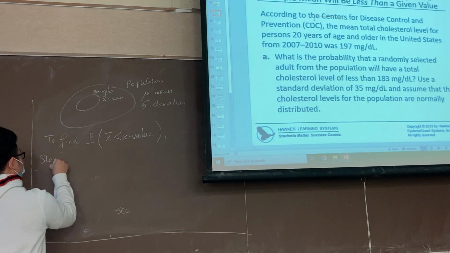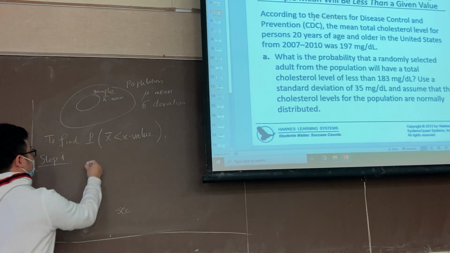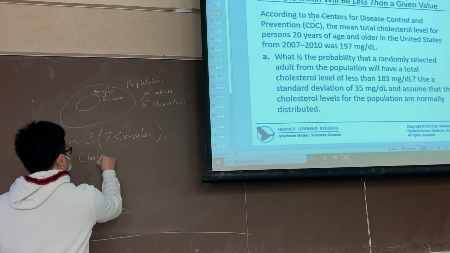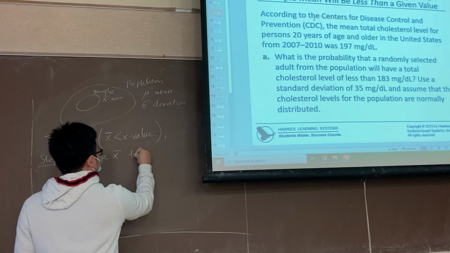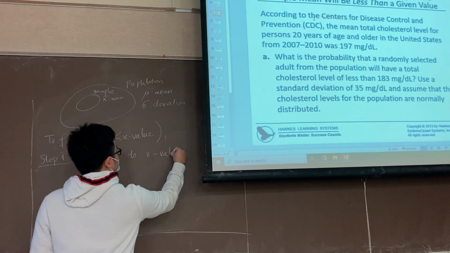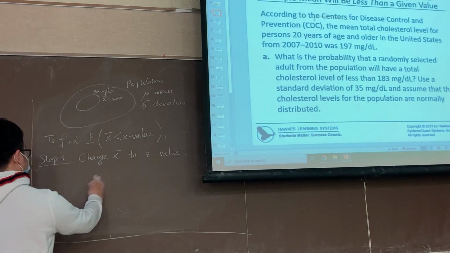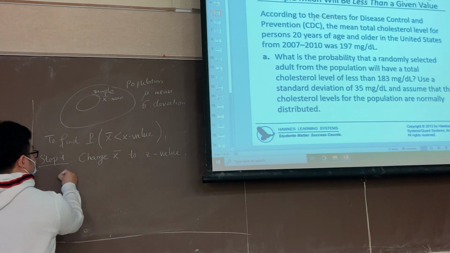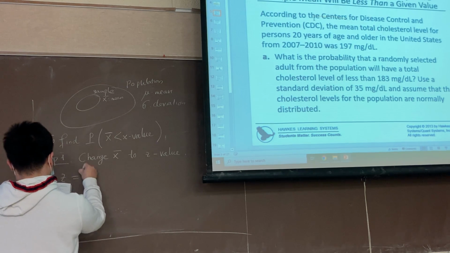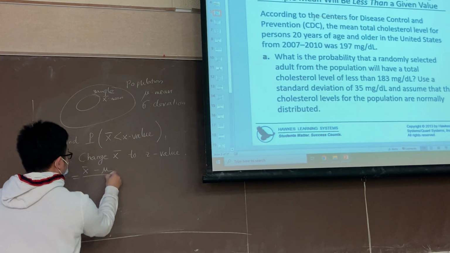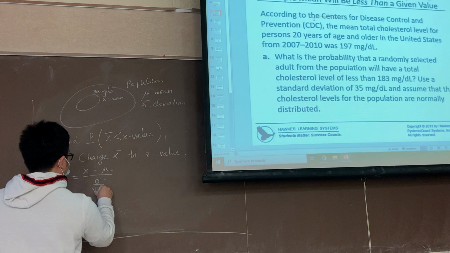Step one, change x bar to z value. That is the first one, by using the formula in the previous slide. By this formula here, z is equal to x bar minus mu over sigma over square root of n.